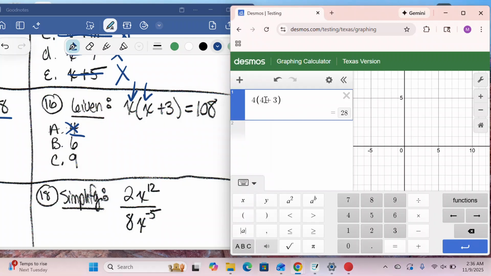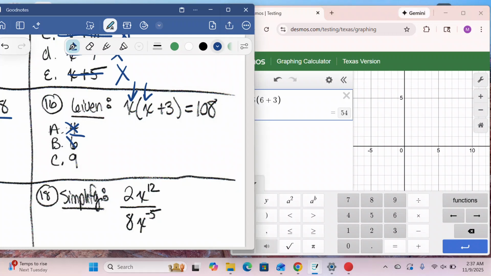Right there, and then I'm going to replace that. So instead of doing that, I'm going to put 6, and instead of doing that one, I'm going to put 6. And once again, it gives me 54, does not give me 108, so that is not an answer. So I'm going to check my last one to see if it does give me 108.